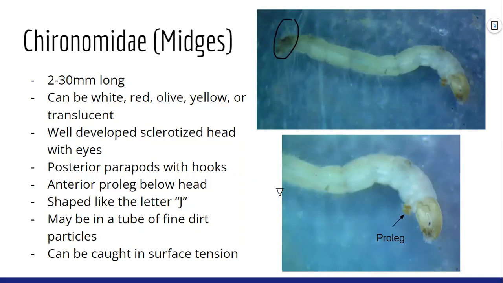They can also be caught in the surface tension of water when you're picking. So if you introduce a little dollop of dish soap, that will actually help to dissipate the surface tension when picking.